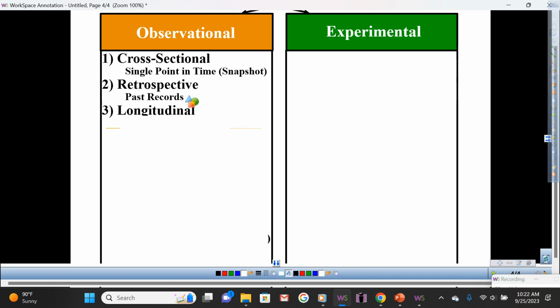Turn your papers over, please, or your notes over. All right. So, with that said, talk to your neighbor, let them know what's the difference between cross-sectional, retrospective, and longitudinal studies, observational studies. What's the difference between one to the other?